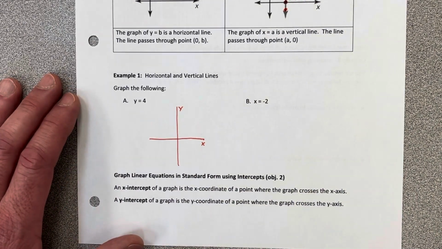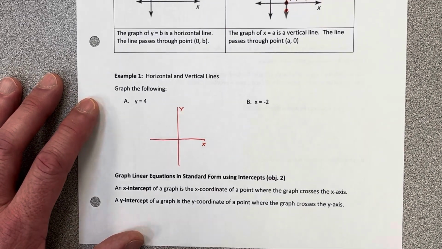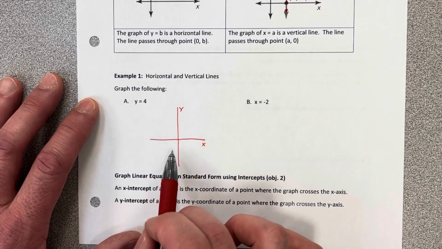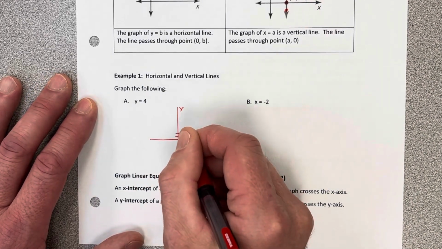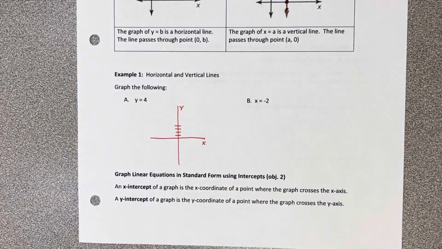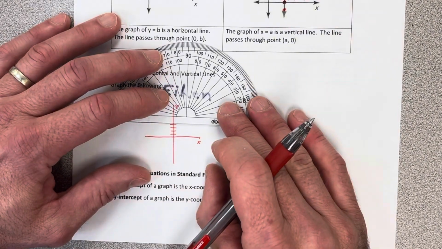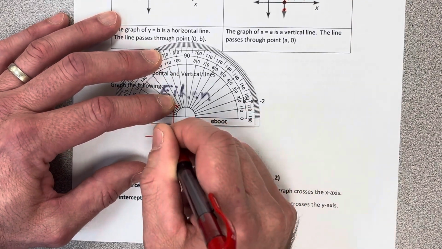Y equals 4. Well, y equals 4 means y's value is going to be 4 no matter what x is, and that forms a horizontal line at y's value of 4. So I'm going to use a straight edge actually to graph that line.